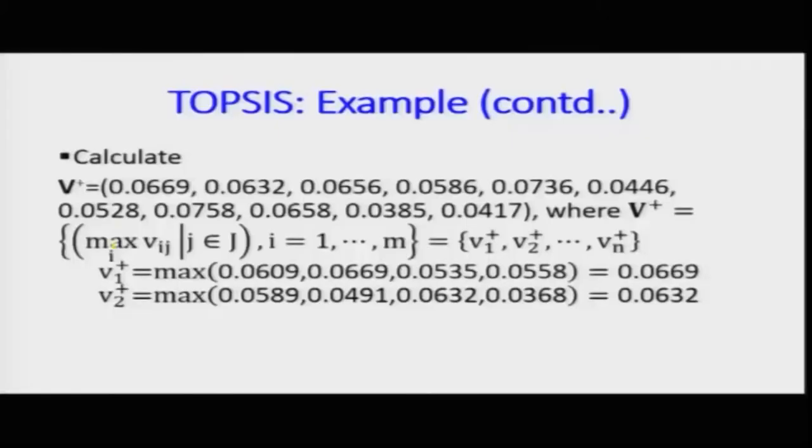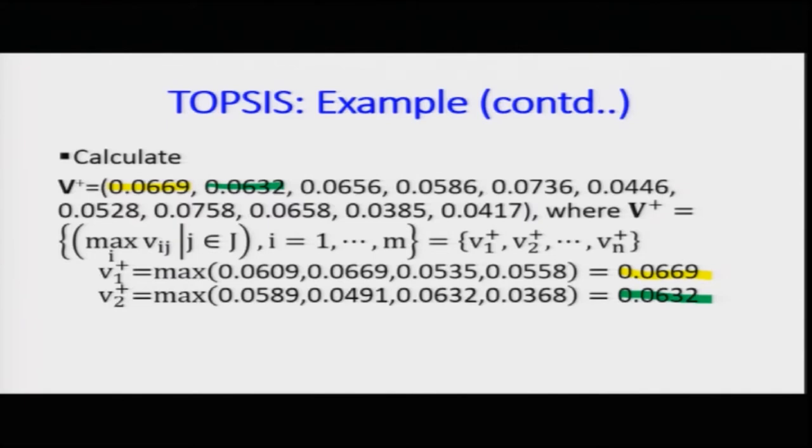So, if I have this, I try to find the maximum. I give you only two examples to make you understand. Let me highlight it: I highlight the first value with the first value, and the second value with the second value. So, what was 0.669? I take the maximum of all the values there. For the first alternative, I have 11 values, starting from 0.0609 till 0.055. I am taking the maximum for each alternative. So, the maximum is coming out to 0.0669. Similarly, go to V2 plus, it is the maximum for all these four values. So, you have to consider the columns.